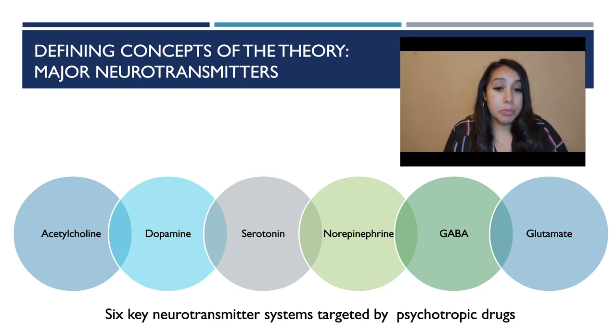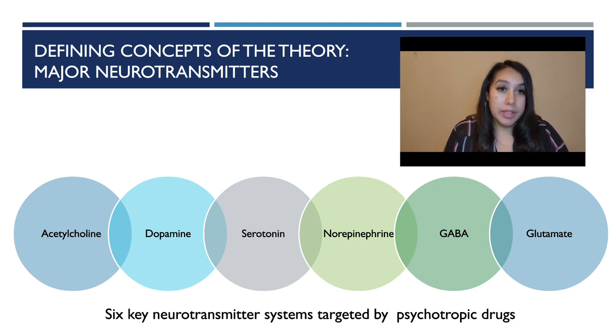Serotonin. This affects mood, hunger, sleep, and arousal. Undersupply is linked to depression. Some antidepressant drugs raise serotonin levels. Norepi, this helps to control alertness and arousal. Undersupply can cause a depressed mood.